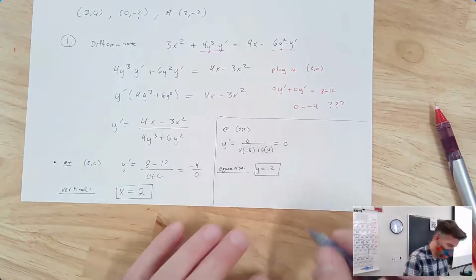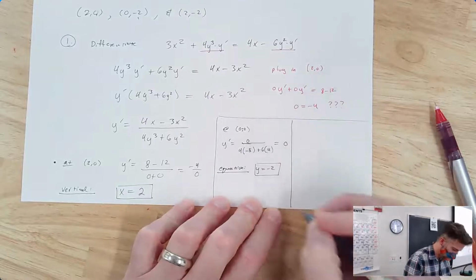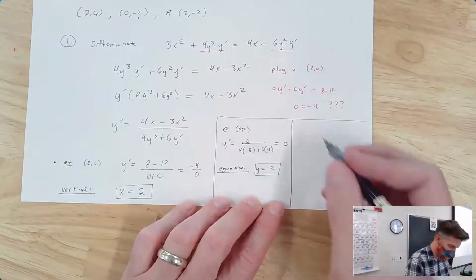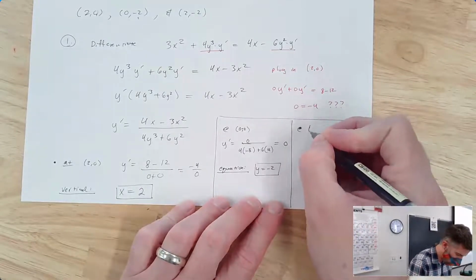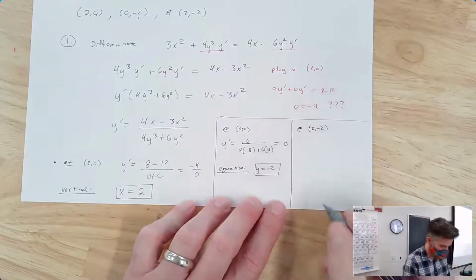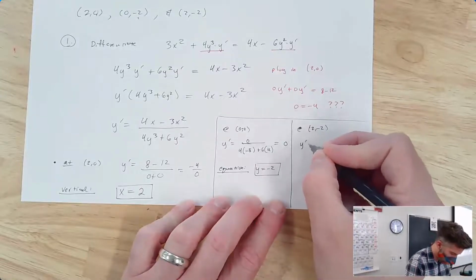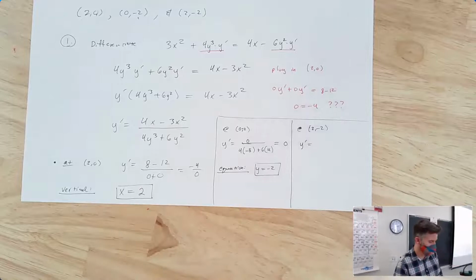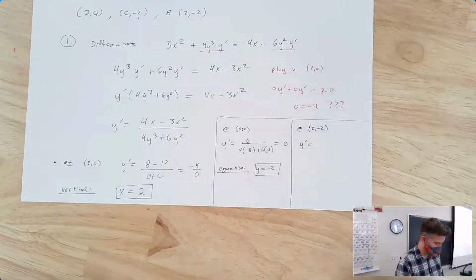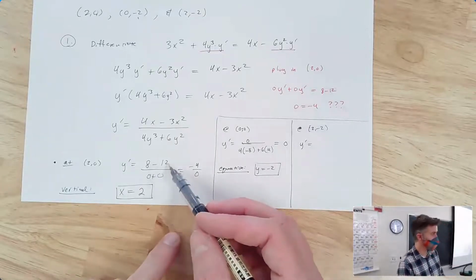Okay, now for the most interesting one. We actually get a non-zero, non-undefined slope at the point (2, -2). Well, again, we're going to plug in. In fact, we already know what we're going to get, because when we plug in 2 for x, we get 8 minus 12 on top.